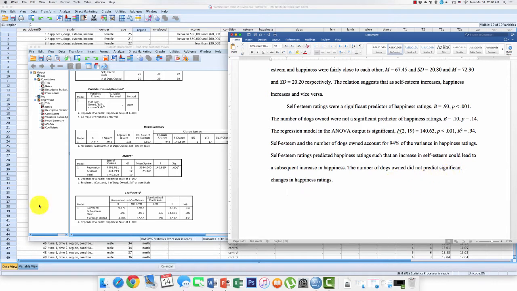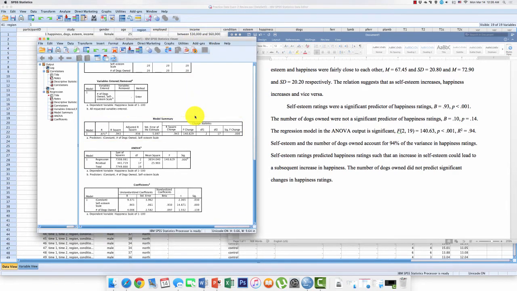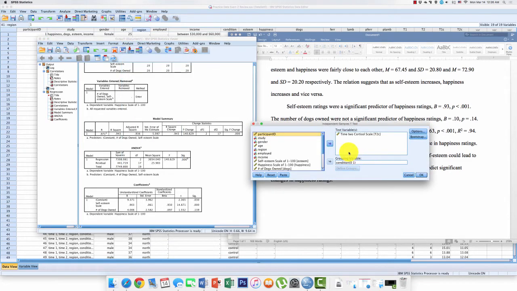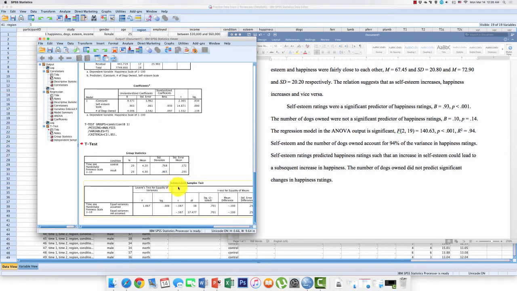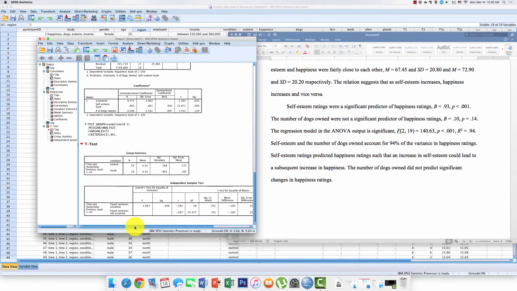Okay, next one. We are gonna do our independent samples t-test. So we're gonna look at first time one handshake firmness. Move it over here. Hit OK. So for our independent samples t-test, we have a t that's not significant.